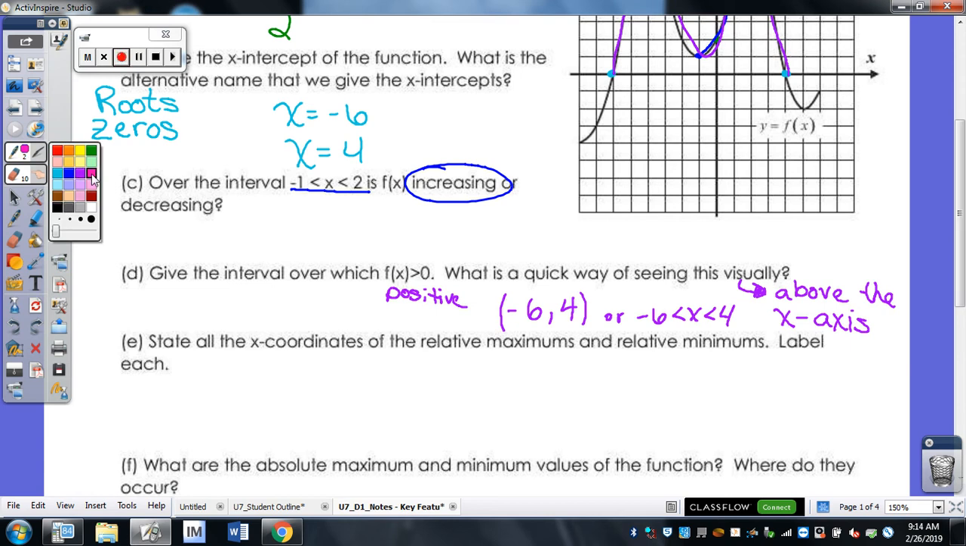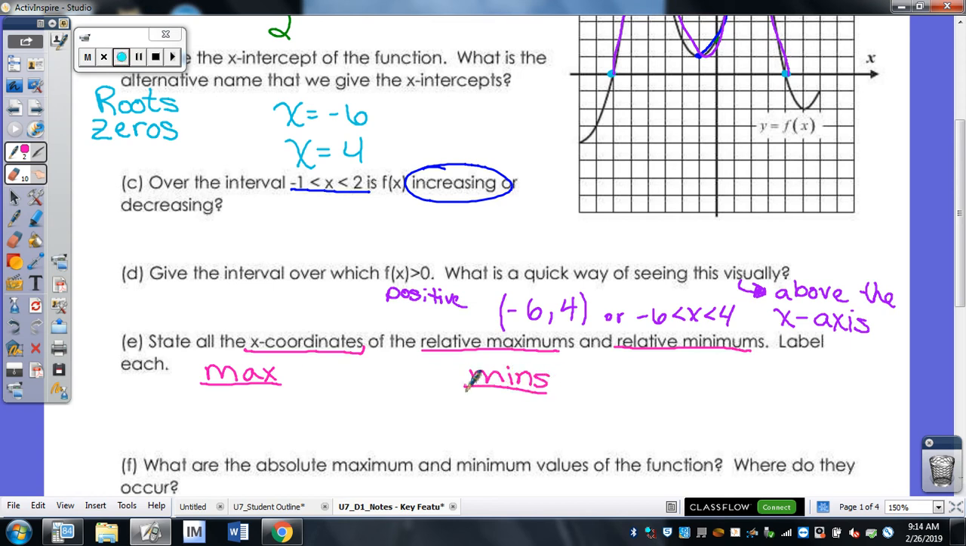All right, next one. State all the x coordinates. So we're not writing a full point, we're just looking for those x values. So just write the x coordinates of the relative maximums and the relative minimums. Label each. All right, so I'm going to make a little list. Max and mins.